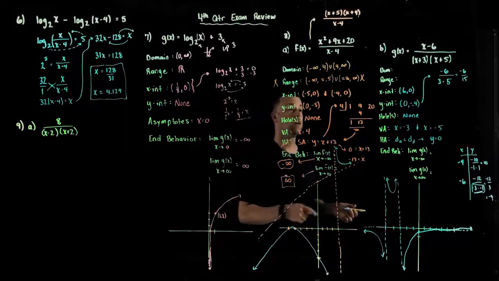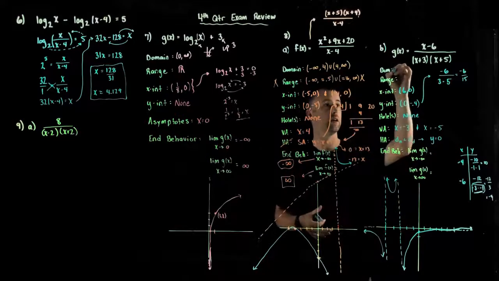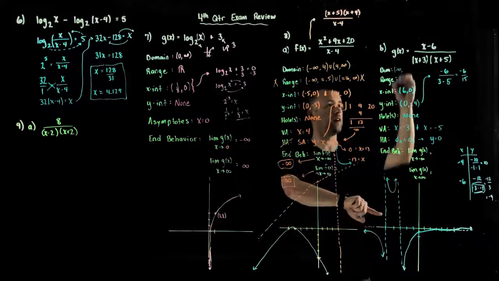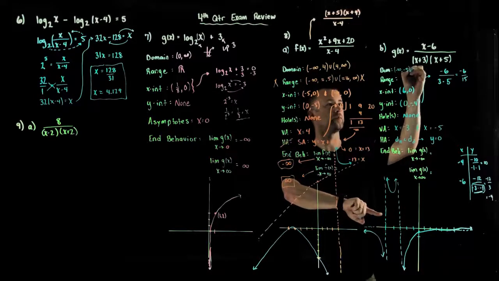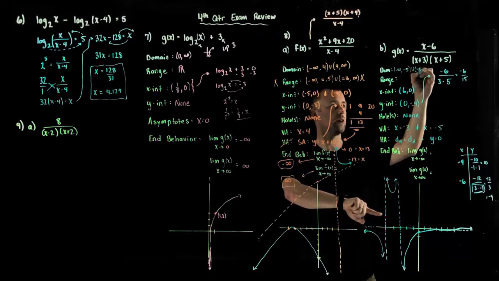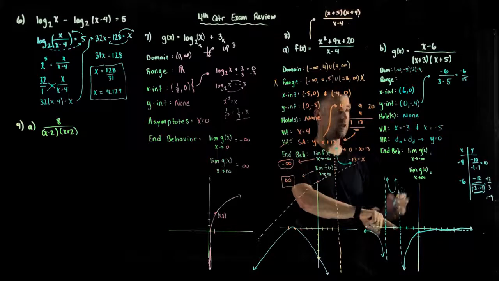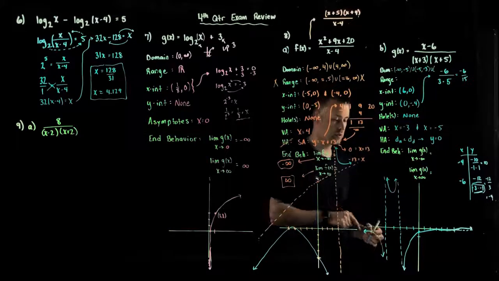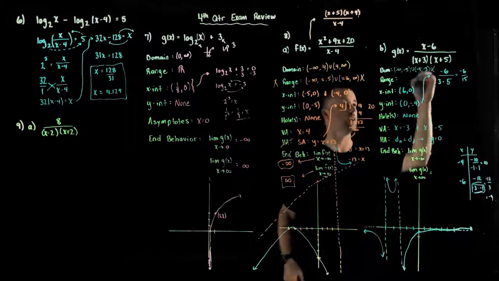Now the last thing, if you look at domain and range, my domain, that's negative infinity. I'm going to go all the way up to negative 5. I'm going to skip over that point. Then I'm going from negative 5 to negative 3, skip over that point, and then I go from negative 3 to infinity.